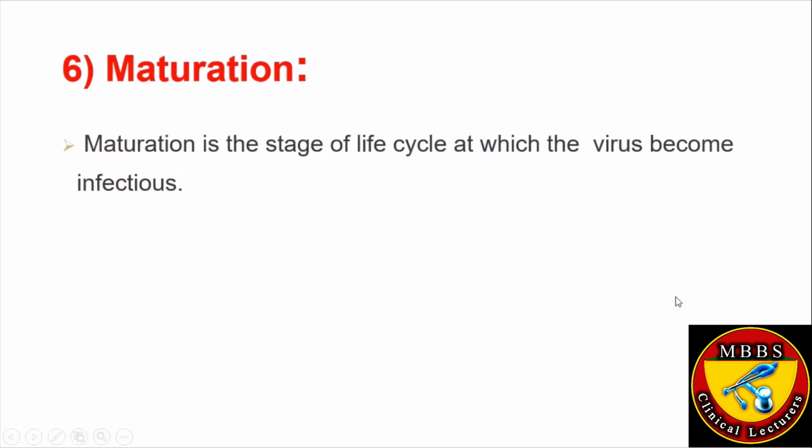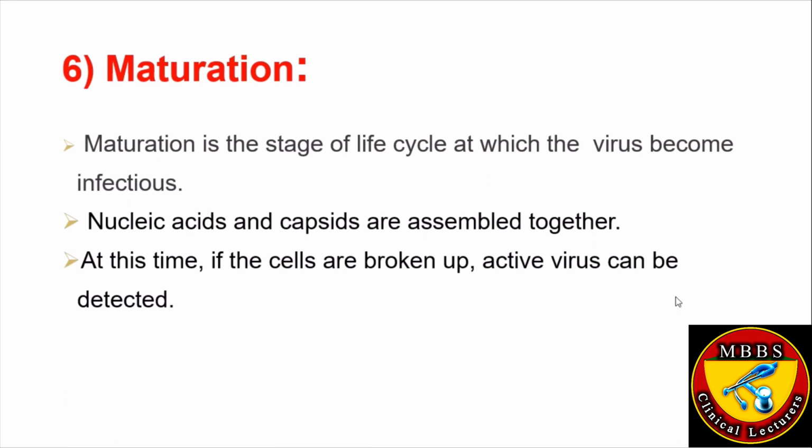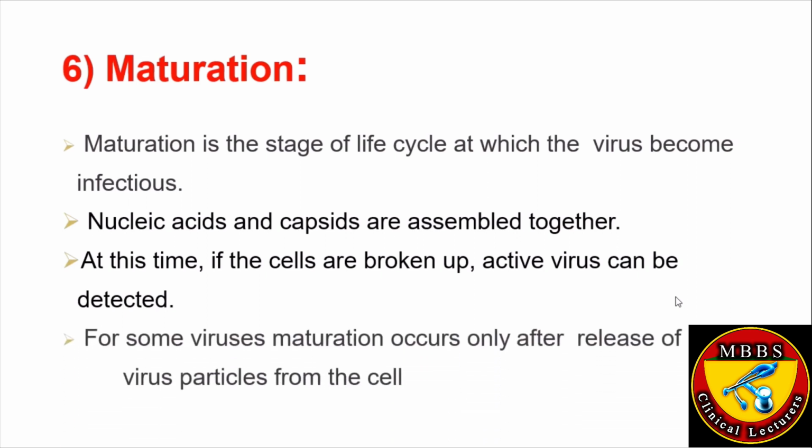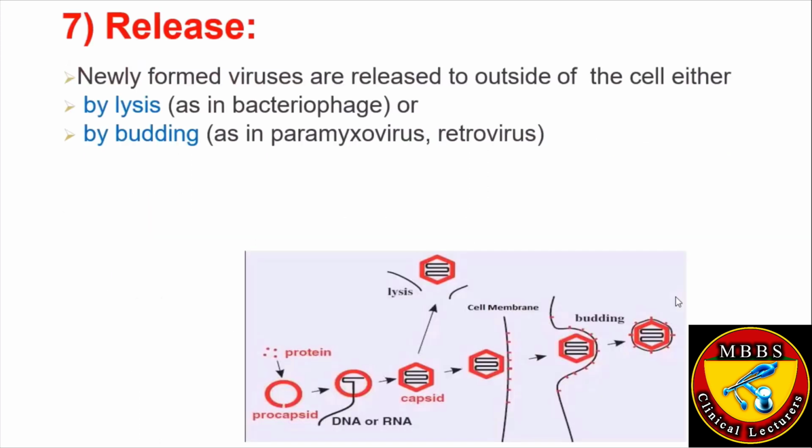After the assembly, the maturation occurs. Maturation is a stage of the life cycle at which the virus becomes infectious. This is the stage after the genome is covered by the capsid and all the assembly has occurred. Now the virion becomes infectious, and this is called maturation. Nucleic acids and capsids are assembled together. At this time, if the cells are broken, the active virus can be detected. For some viruses, maturation occurs only after release of virus particles from the cell.